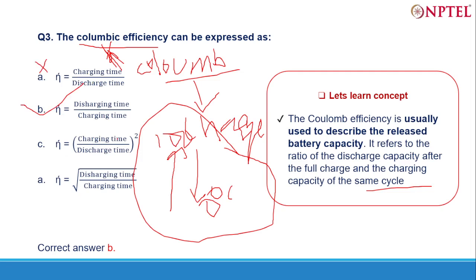The third is, they just confuse you by giving the options. You just have to understand the concept and learn the concept. That's all. Any question, any multiple choice, you will always get it. So charging by discharge time whole square is not a whole square. It is just a ratio. And the square root of discharging or charging time is also incorrect. So the correct answer is B.